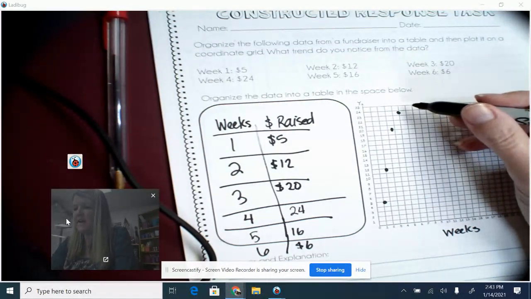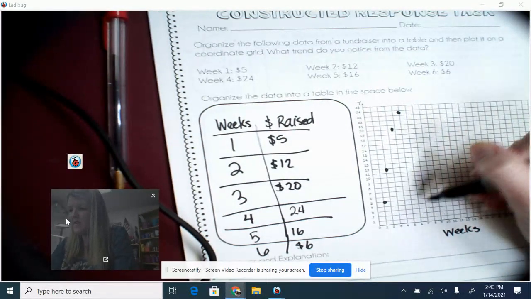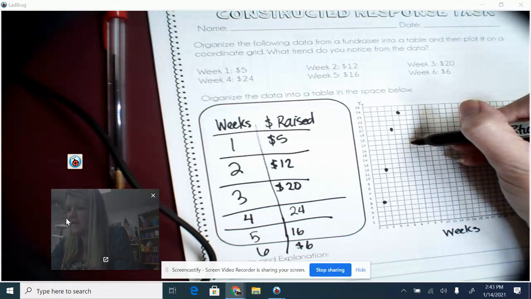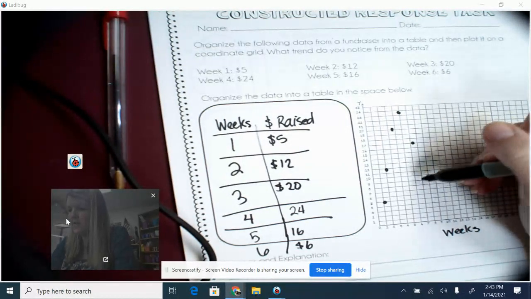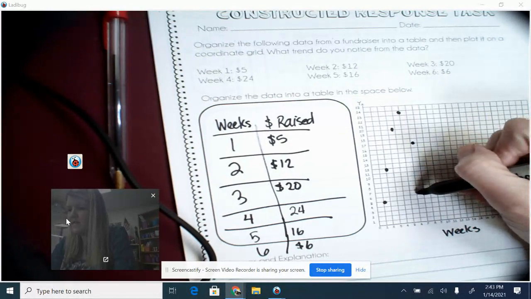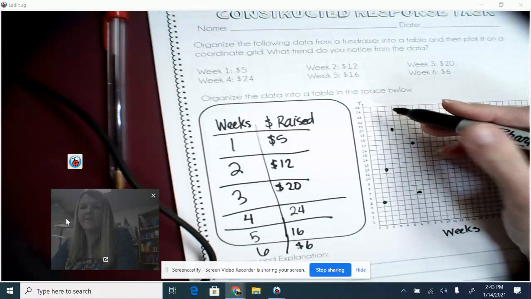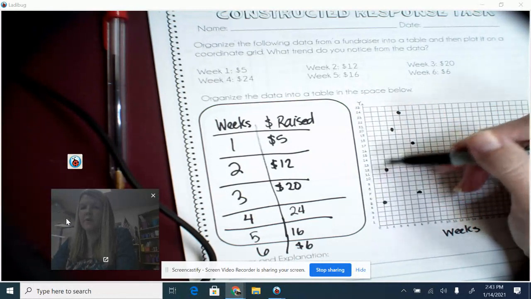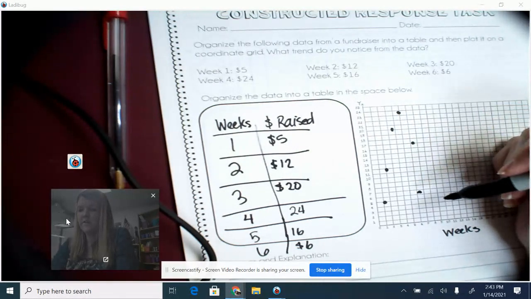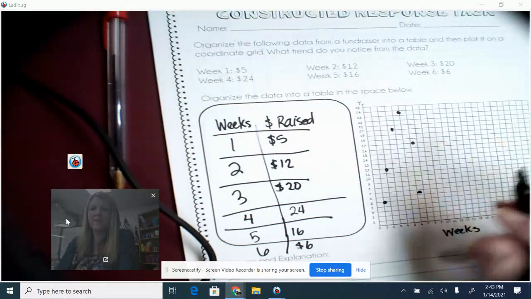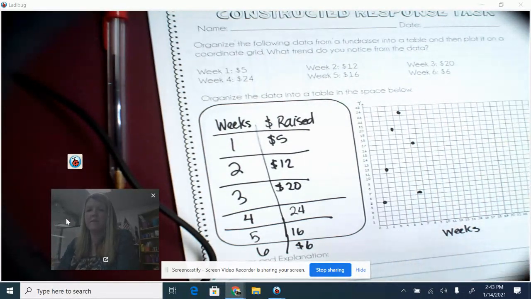But then week five, we go over five, and it goes down to 16. And then week six, it goes down even more. It goes down to just 6. So as you can see, the trend was going up, but then by week five, it started going down. So you're going to see some problems like this. I want you to do the same thing. You'll plot the points and then notice the trend in the data.